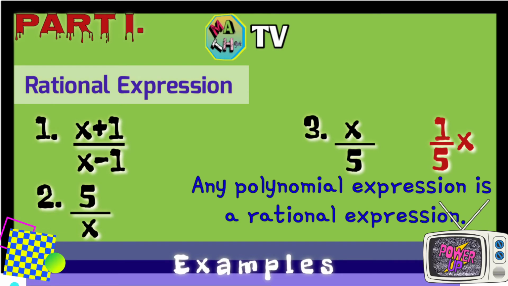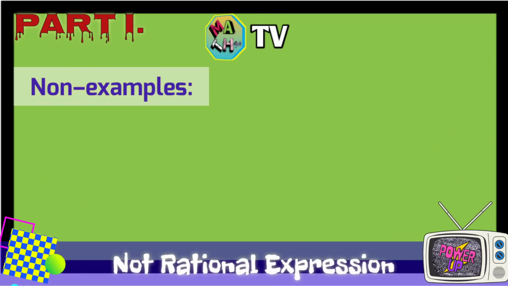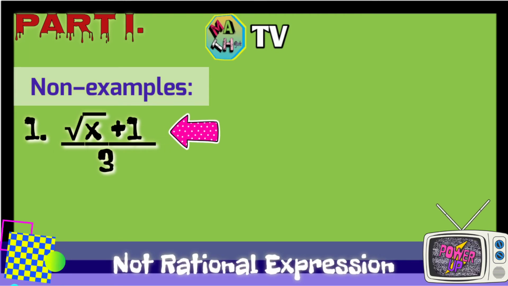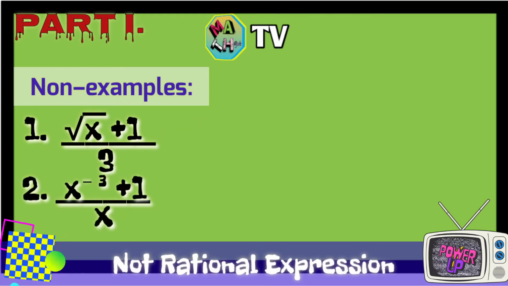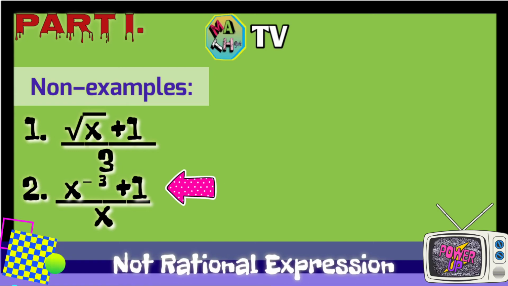The following are non-examples. Square root of x plus 1 all over 3. So, the numerator is not a polynomial. X to the power of negative 3 plus 1 over x is also not a rational expression because the numerator again is not a polynomial.